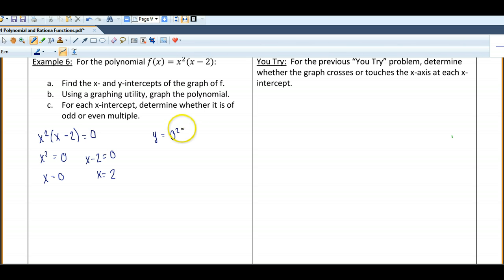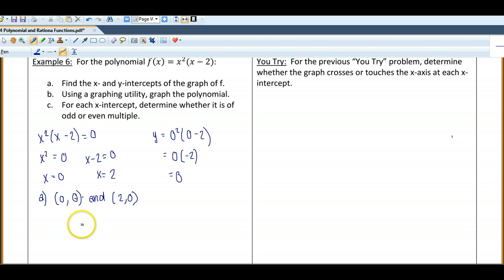times 0 minus 2. Sometimes if you see the cursor freeze, it's because my tablet's being temperamental today. So 0 times negative 2 is 0. So the x and y-intercepts are, I'll just write them out, 0, 0 and 2, 0.